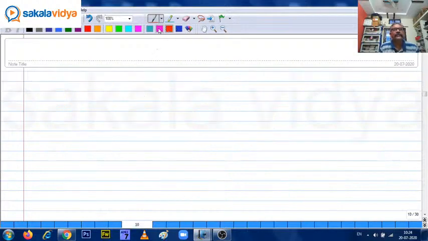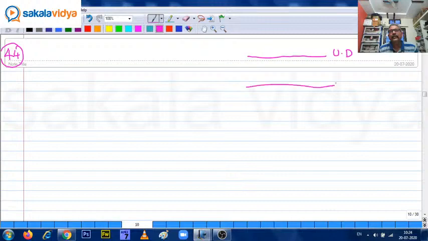So let us visualize it. 44th question. Suppose this is the upper deck, this is the lower deck. What is the capacity of the upper deck? Capacity of the upper deck is 40. 40 members can be accommodated. Here 35. Total 75 members.